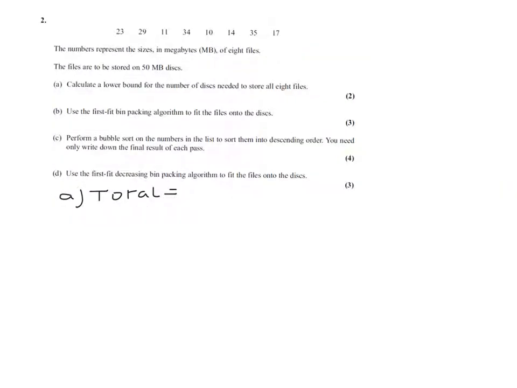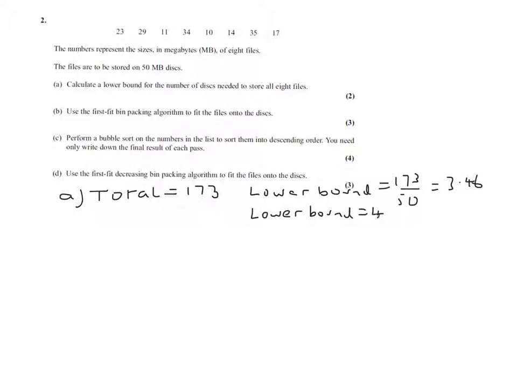So the total of these numbers is 173, and the size on each disk is 50. So the lower bound is 173 divided by 50, which is 3.46. So the lower bound, write this out again, the lower bound is actually 4. It's definitely not going to be possible to use fewer than 4 of these disks.